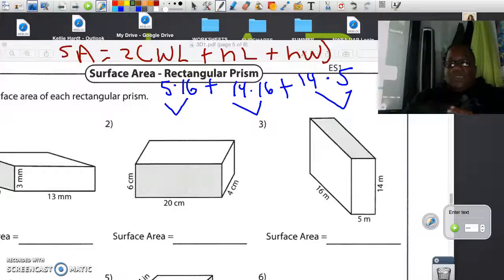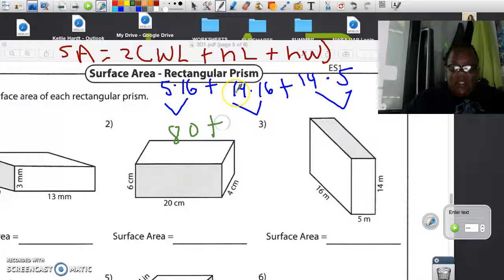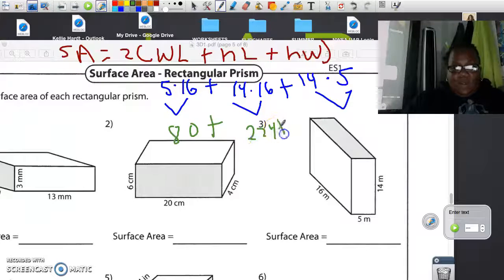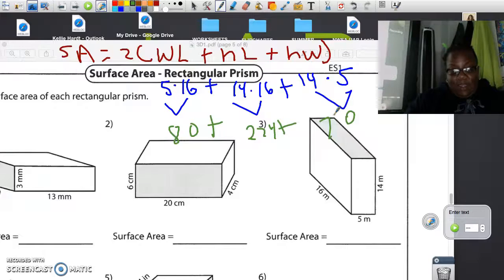Okay, so first what I'm going to do is 5 times 16. I did do this one, didn't I? Because I have it right here. 5 times 16 is 80, plus the 14 times the 16, 224, plus 14 times the 5, that was 70. We're going to add those all together. So 70 plus the 224 plus the 80 gives me 374.